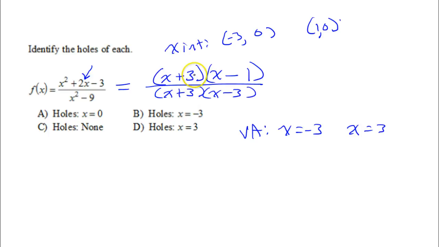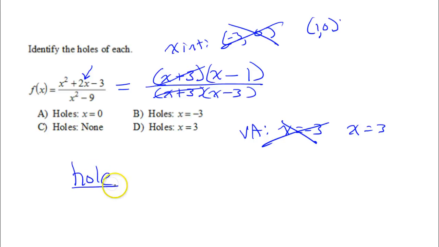But that's not going to happen because here I have a factor that's going to cancel out. X plus 3 cancels out. And when a factor cancels out, it does not give you a vertical asymptote, and it does not give you an x-intercept. Instead, it gives you a hole. Okay, so instead of having an x-intercept at negative 3, I will have a hole at negative 3.